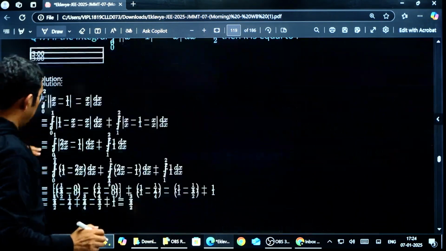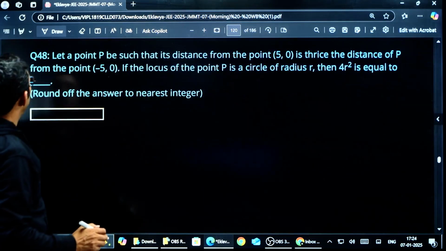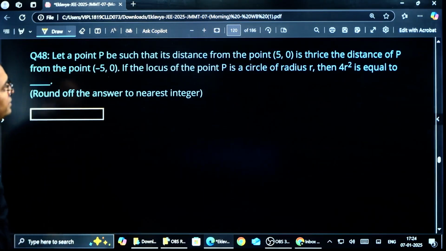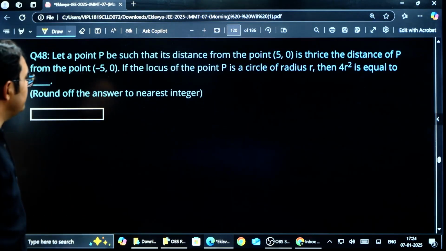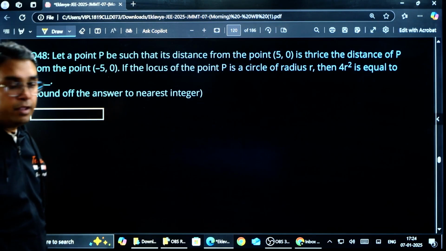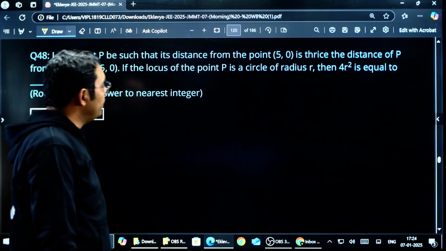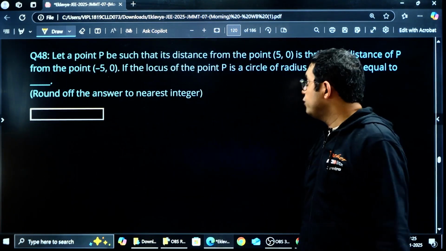Moving to the next, 48th question. Let a point P be such that its distance from the point (5, 0) is thrice the distance of P from the point (minus 5, 0). Then the locus of point P is a circle of radius r. Then we have to find 4r square.